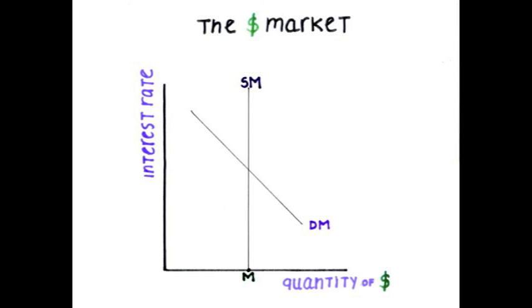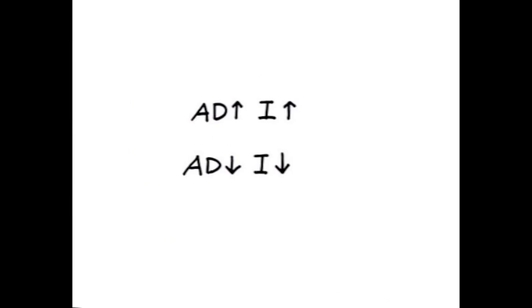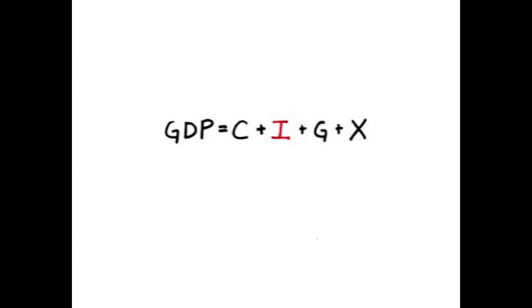Both investment and aggregate demand affect the money market graph. Investment and aggregate demand are directly proportionate, meaning that if aggregate demand increases, the investment will also increase, and vice versa. If the aggregate demand decreases, the investment will decrease. This relationship is because of the C plus G plus I plus X equation of GDP.